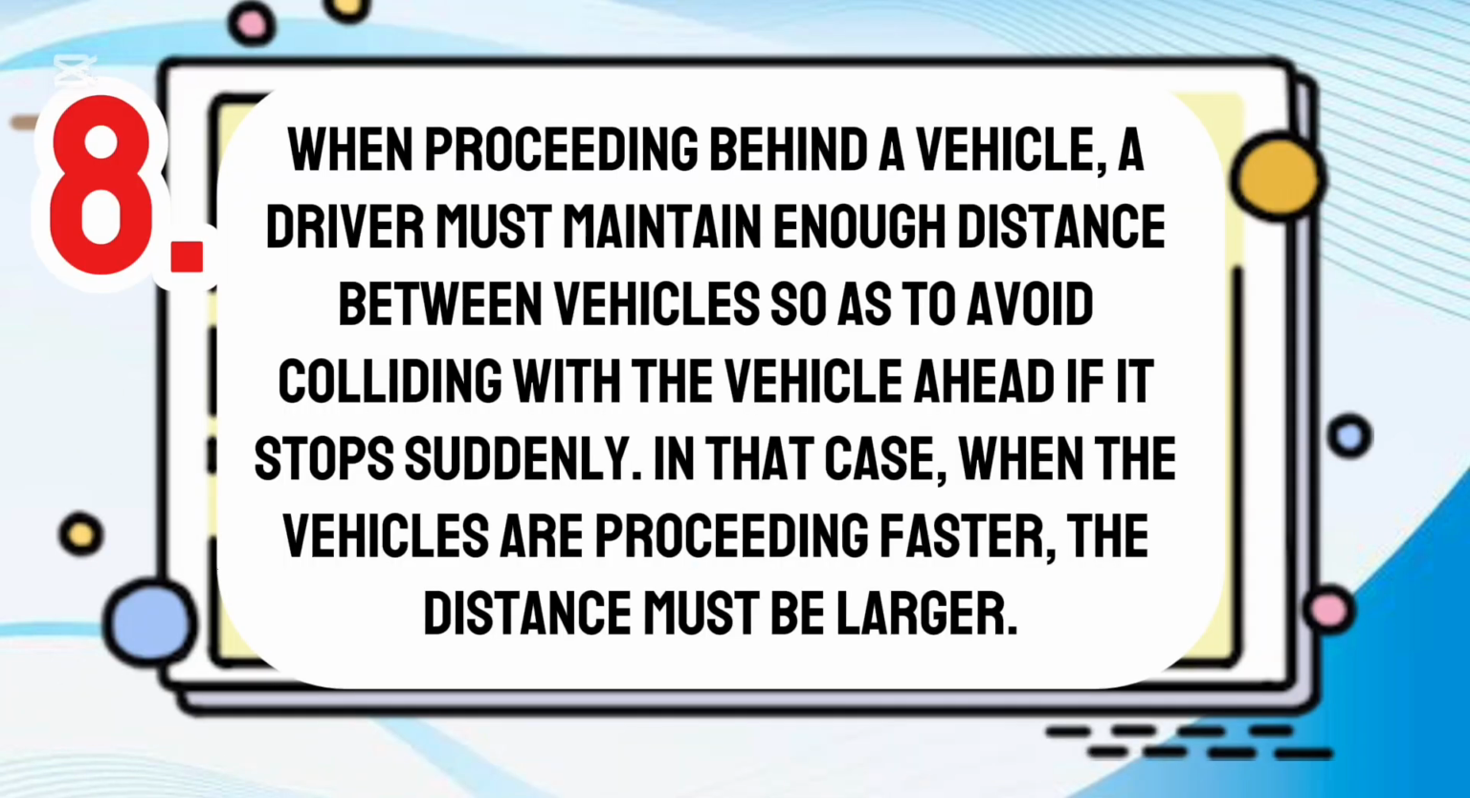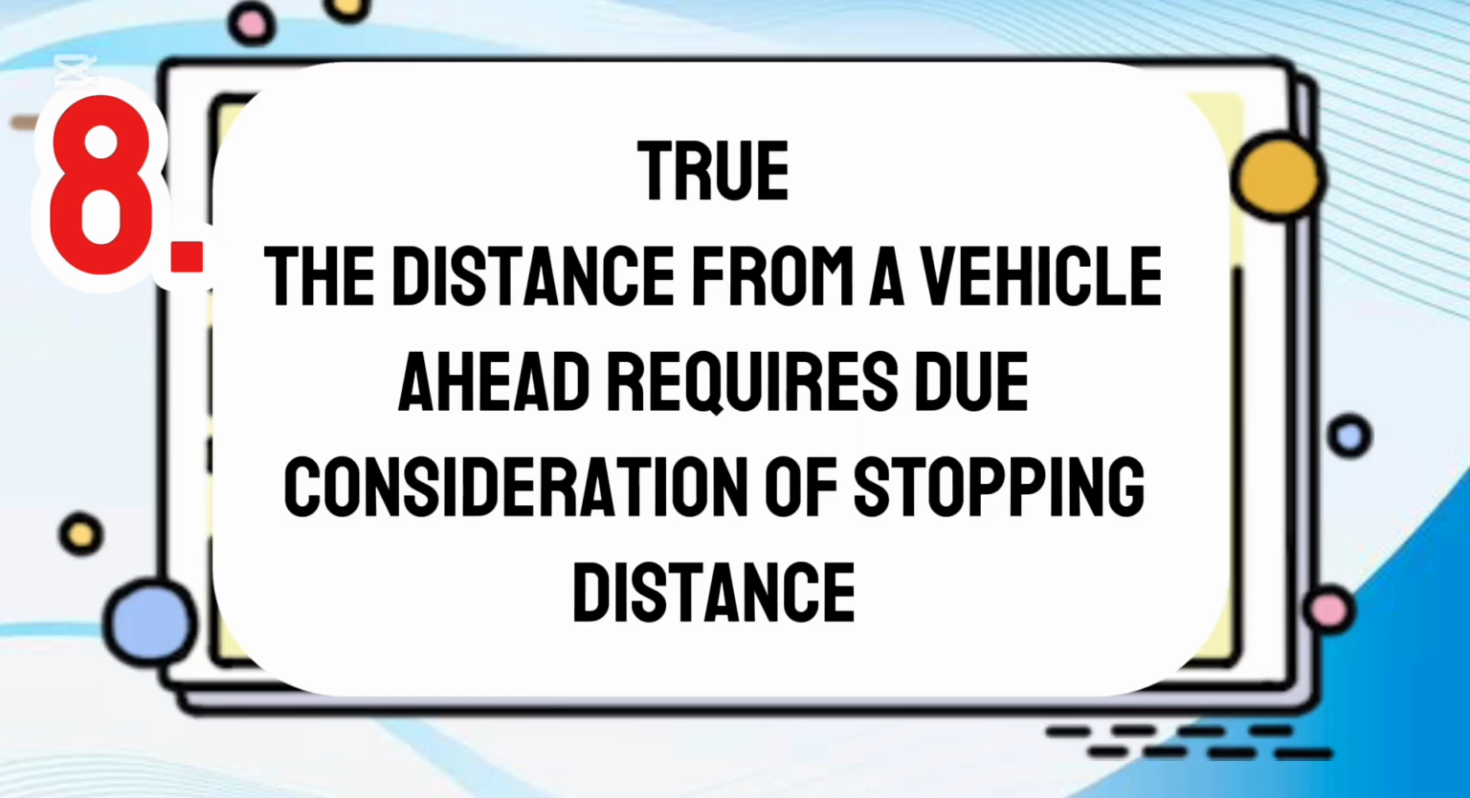When proceeding behind a vehicle, a driver must maintain enough distance between vehicles so as to avoid colliding with the vehicle ahead if it stops suddenly. In that case, when the vehicles are proceeding faster, the distance must be larger. True. The distance from a vehicle ahead requires due consideration of stopping distance.